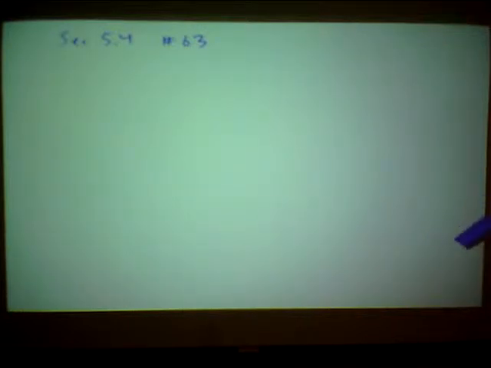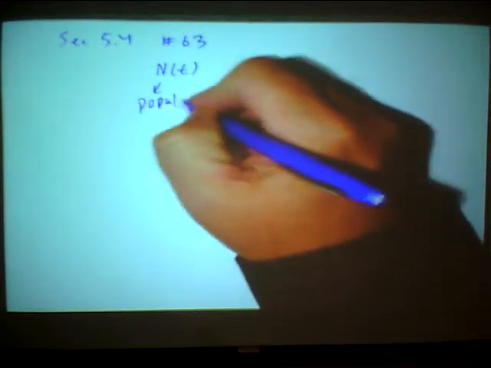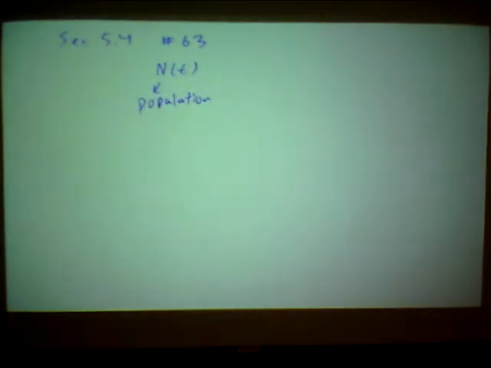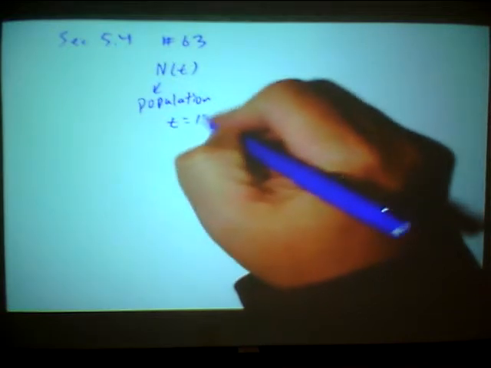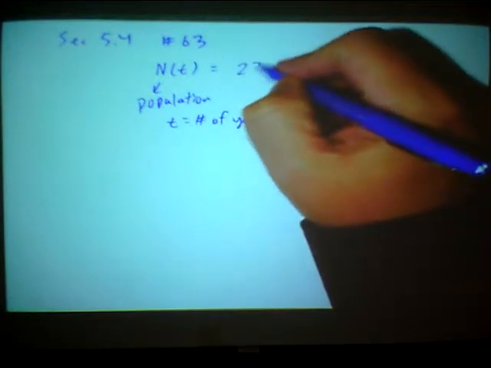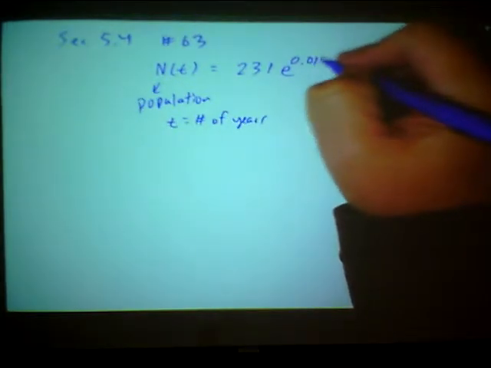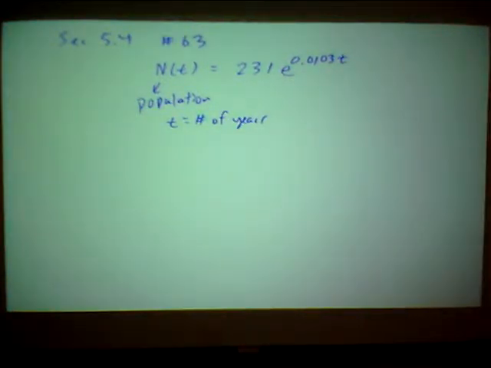If I read the problem, it's called U.S. population growth. The population N of T, let me write as we go. So N of T, where N is the population of the United States, T years, so T is the number of years after 1980, may be approximated by the formula N of T equals 231 e to the 0.0103t. When will the population be twice what it was in 1980?